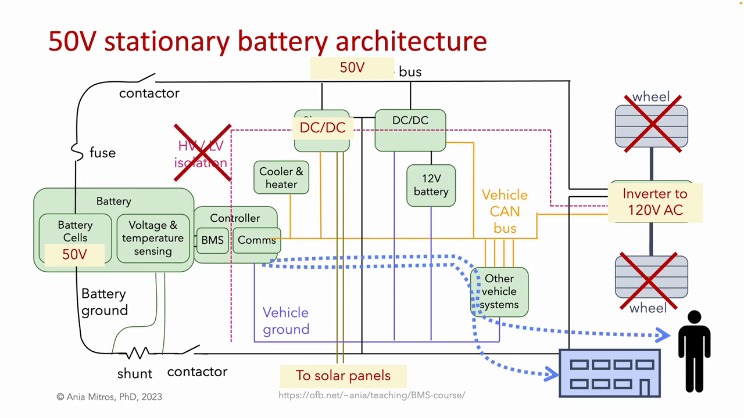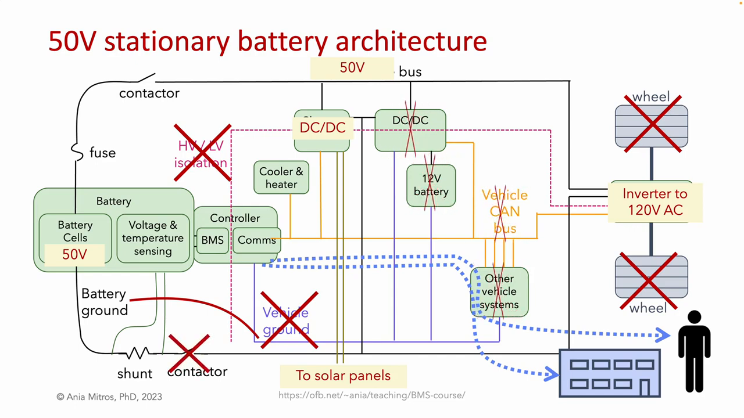Importantly, since 50 volts is much safer than 400 volts, and since regulations reflect this, the high voltage isolation may go away or be much simplified. With that change, we also may lose the need for separate grounds. With shared grounds, we may not need the low-side contactor.